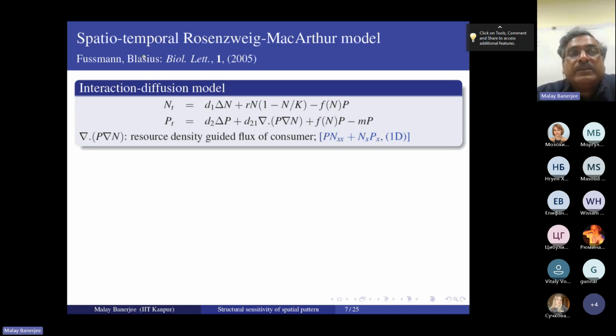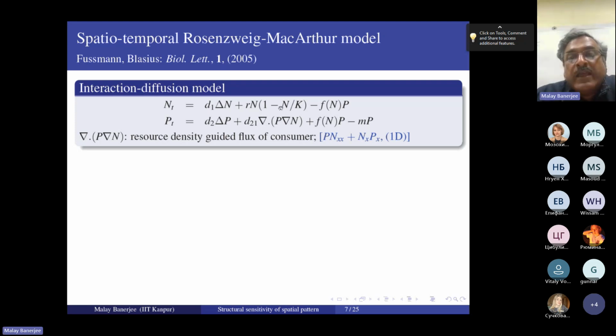Although I have mentioned the spatiotemporal Rosenzweig-MacArthur model, I have also mentioned the Fussmann and Blasius reference, Biology Letters, the first volume, in 2005. In this paper, Fussmann and Blasius discussed the structural sensitivity of the temporal Rosenzweig-MacArthur model. They worked on this problem with D1, D2, and D21, all three quantities equal to 0. So there is no spatial component.